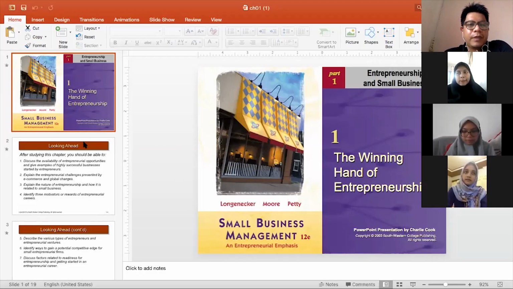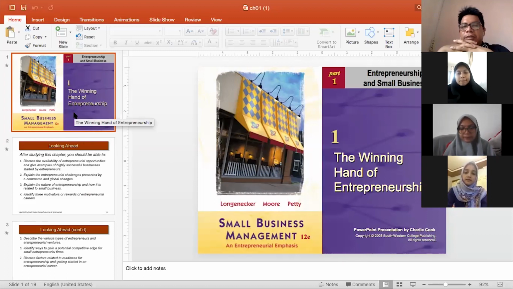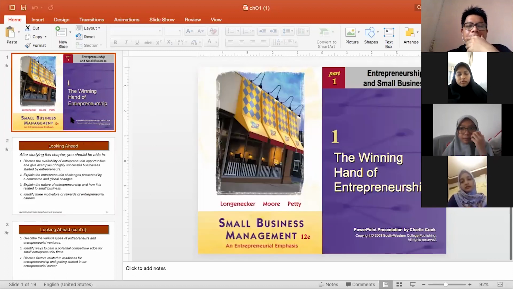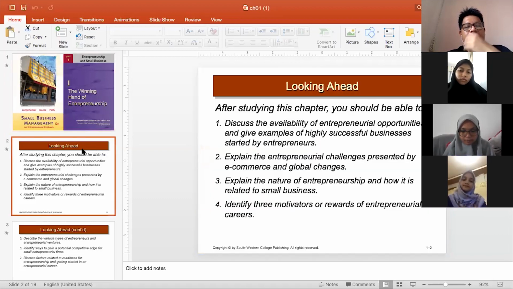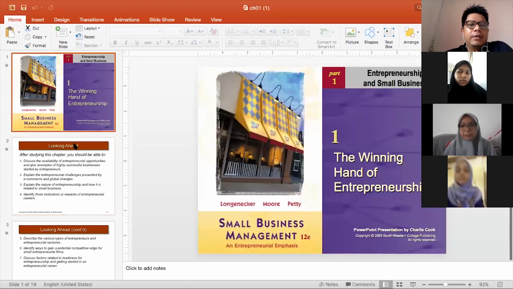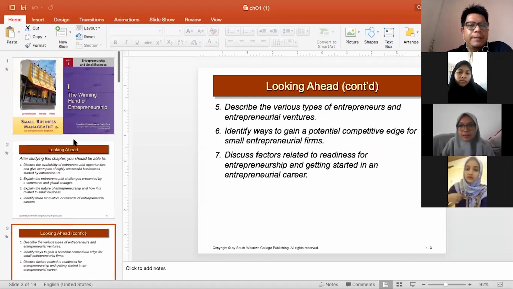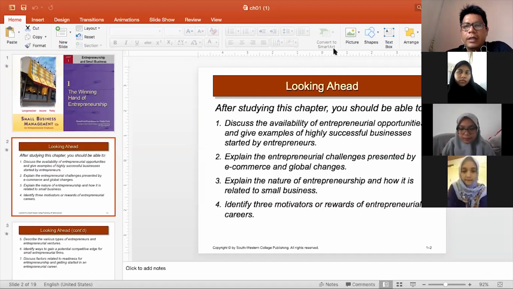So today is an introduction of micro, small, medium enterprise. We're going to use the book from Longenecker, Moore and Petty. I will send you the books, the ebook one, and the presentation as well after our lessons. For the first, we will talk about this presentation, and this is what our objectives for today.